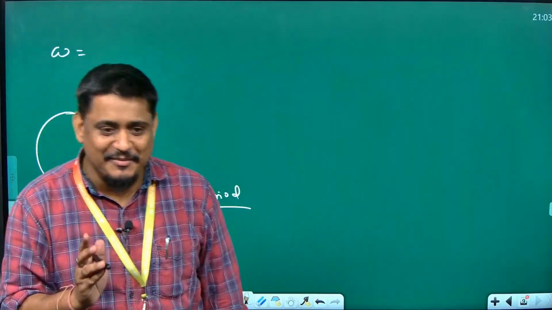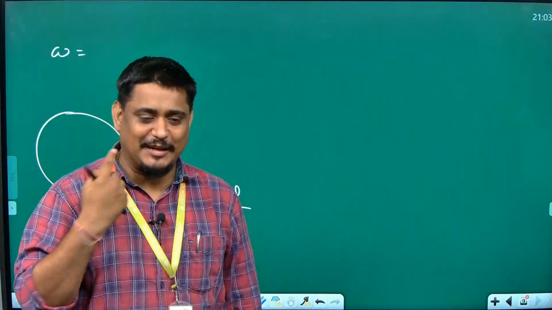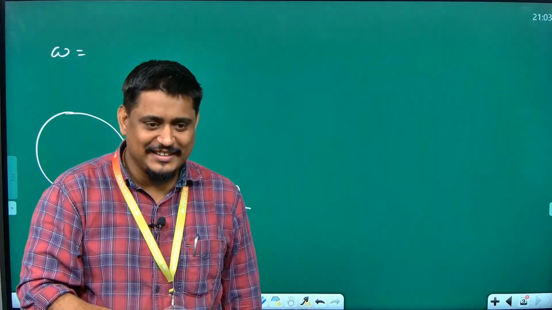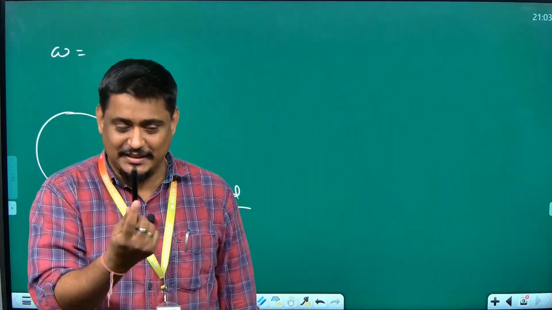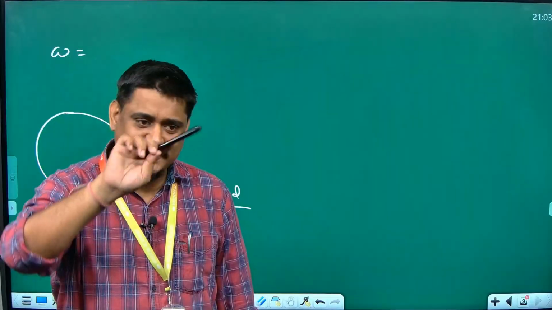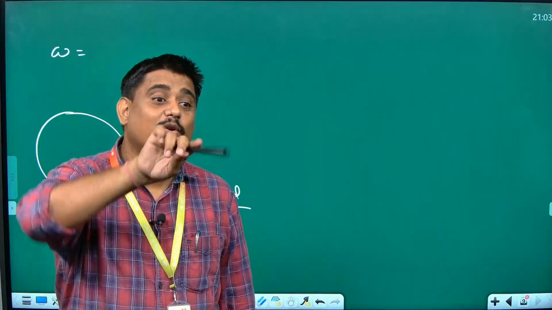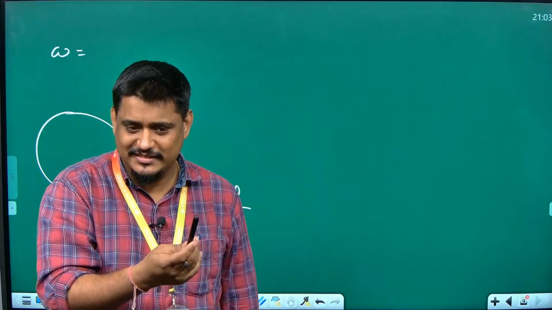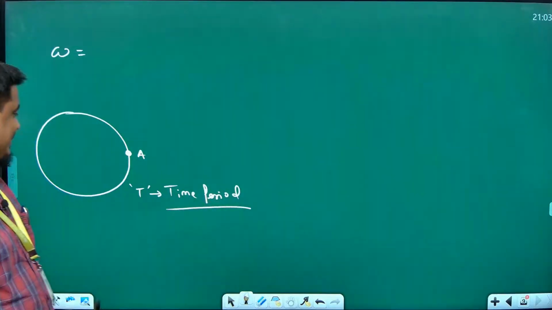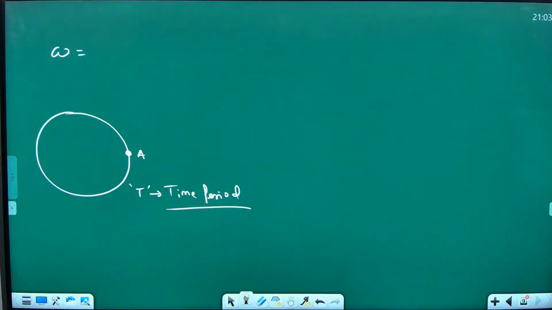In your watch, 24 hours it goes, or 12 hours it goes? I am not asking in a day. I am not asking about Earth's revolution. I am asking about the hand of the clock. Minute hand 60 minutes, second hand 60 seconds, and hour hand 12 hours only. That watch we are using, not only in India, everywhere in the world. So how much time it takes is called time period.